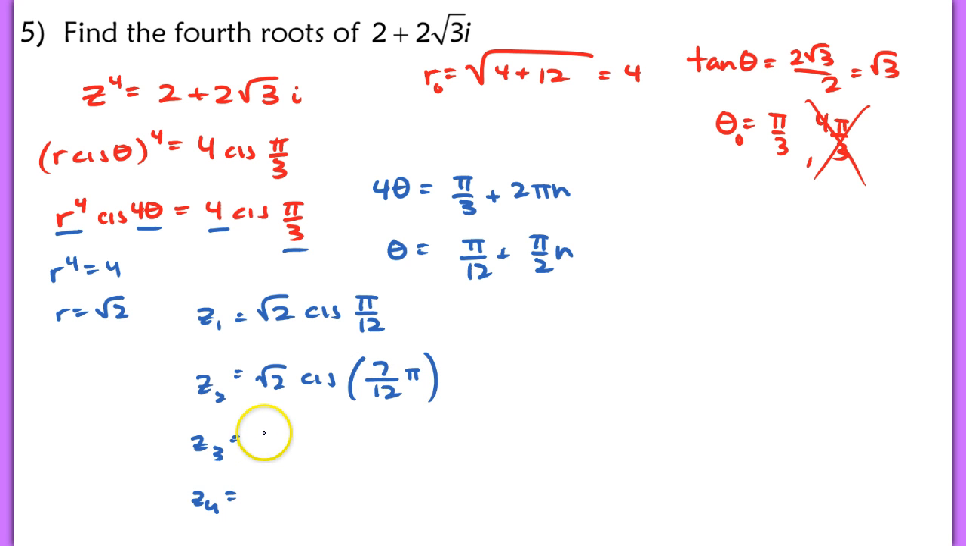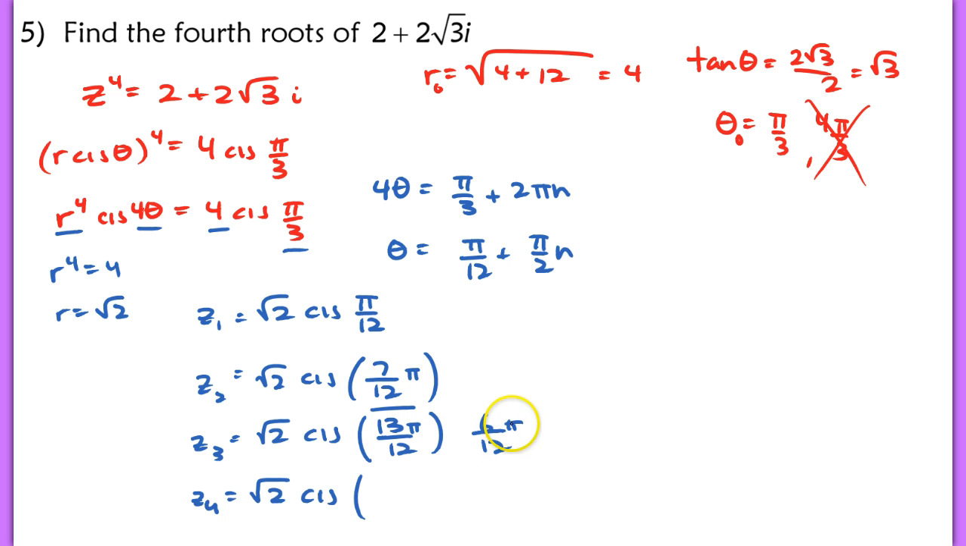And then z sub 3 will be root 2 cis, and then I'm just going to take that previous value and add another pi over 2. So I would end up with 13 twelfths pi here. And then z sub 4, that fourth complex root will be root 2 cis. Again, take 13 twelfths pi and add another 6 pi over 12. So you get 19 twelfths pi.